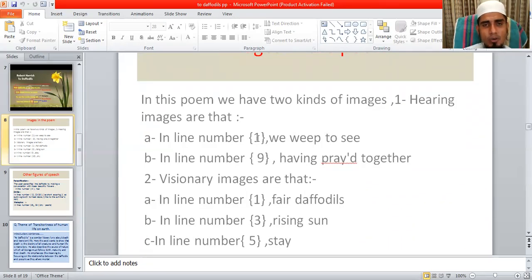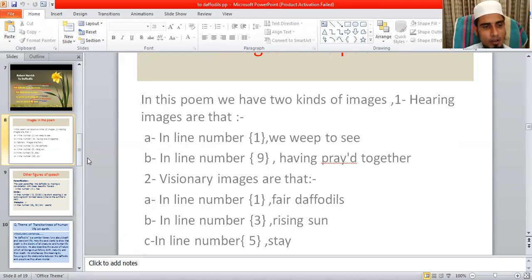So if there is a short question, what types of images do you find in this poem, you can prepare the answer in this way. We find many images in this poem, and we can categorize them mainly into two parts. One is hearing images, another is visionary images. In the mentioned lines, we can find these types of images. In this way you can give examples from the poem. You can prepare the answer to the short question in your own way, not by memorizing. My dear students, try to prepare the answer in your own way.